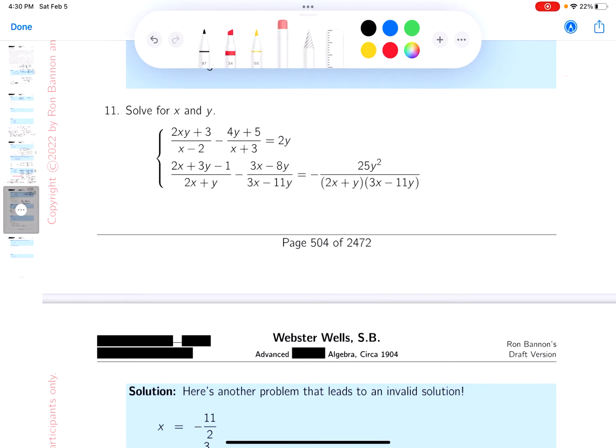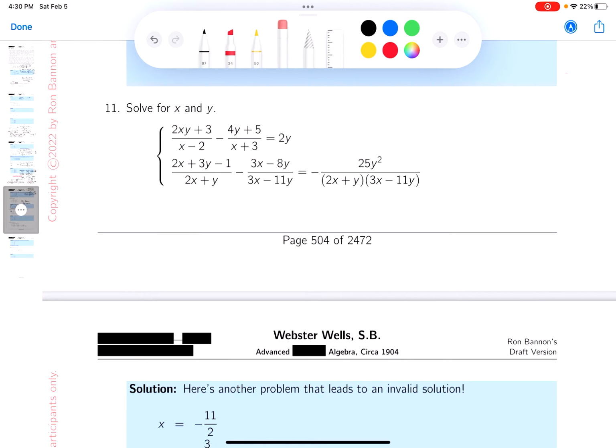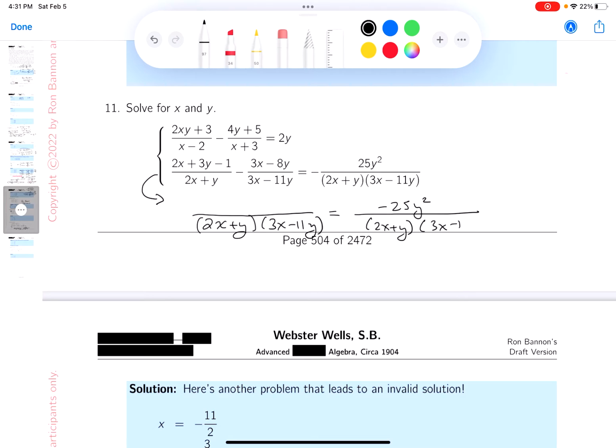Okay, this problem looks extremely difficult actually. And before I do anything, I want to point out I'm going to look at the second equation. And what I see in the second equation, I'll just write it down because I'm seeing something that might help me. I'm seeing that the common denominator here, 2x plus y, 3x minus 11y, is really the same thing on both sides, isn't it? Let me write this down for you. Minus 25y squared, and this bottom would be 2x plus y, 3x minus 11y.